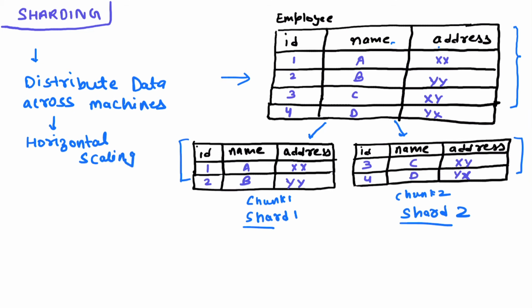If the data is increasing more and more, you can add more machines and more shards within your database. So now there is no limit on the amount of data you can store, because instead of having one machine, you have a cluster of machines where you can distribute your data. So this is the concept of sharding.